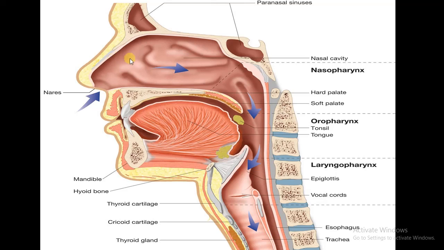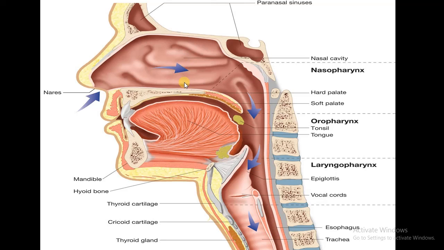Now in this diagram, you can see the inside structure of the nasal cavity. The nasal cavity, its lateral wall, has folds in it. You can see these are the folds. Now these folds are called turbinates. We have a superior turbinate, a middle turbinate, and an inferior turbinate.